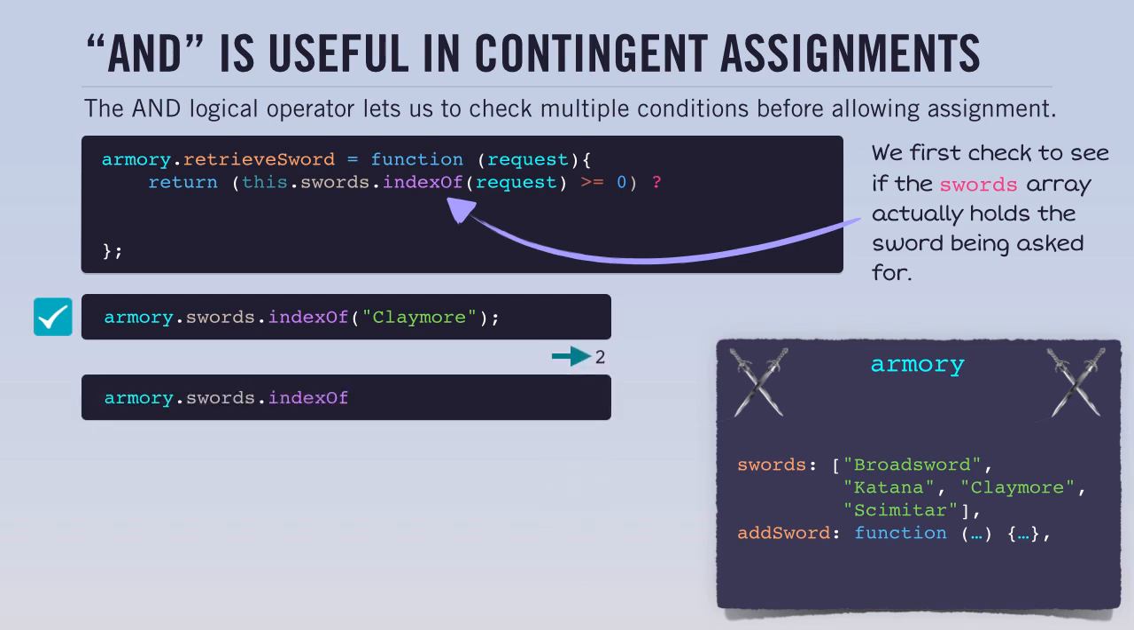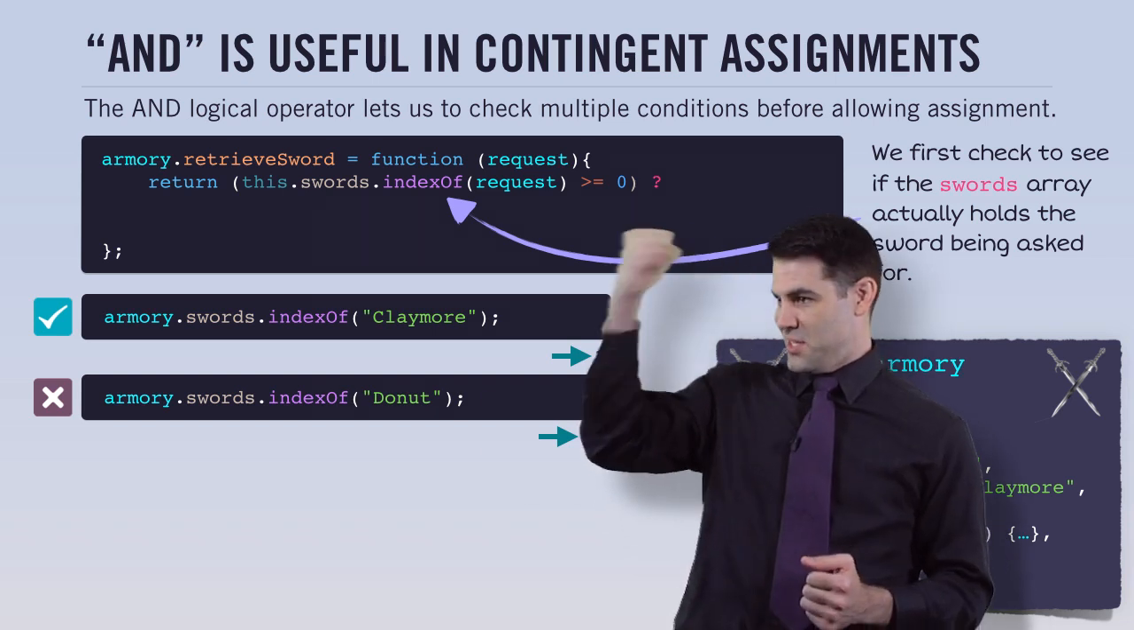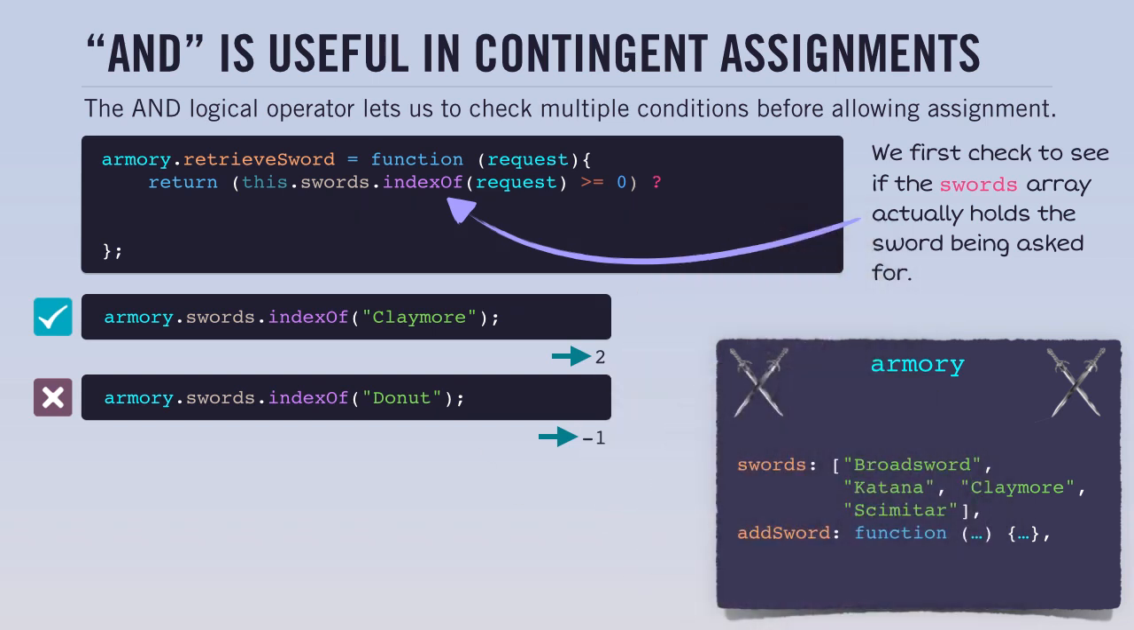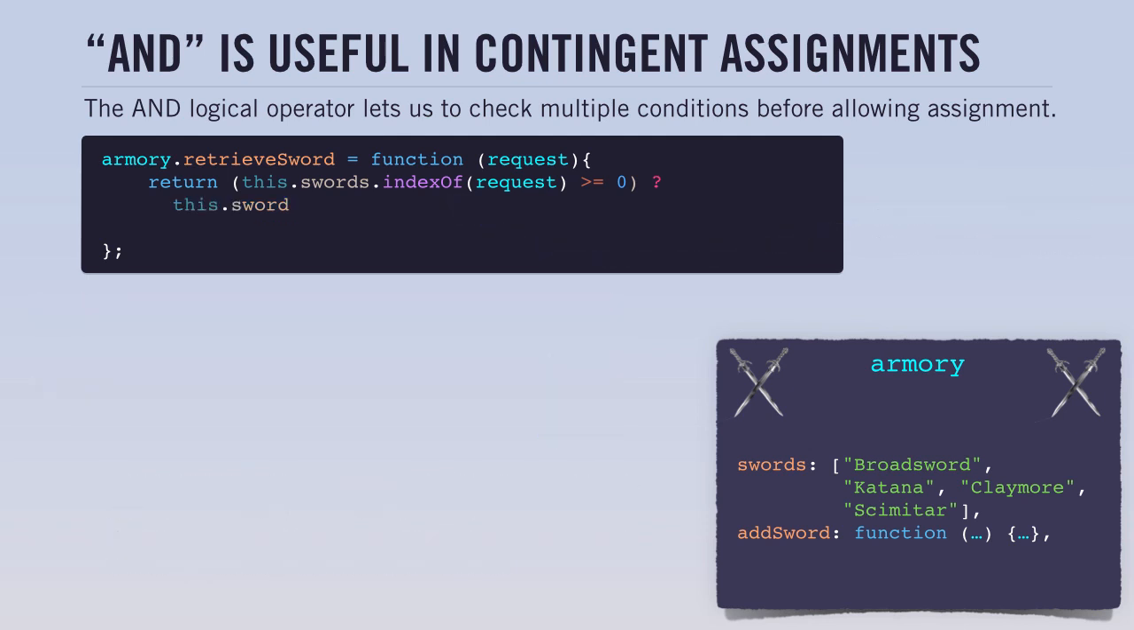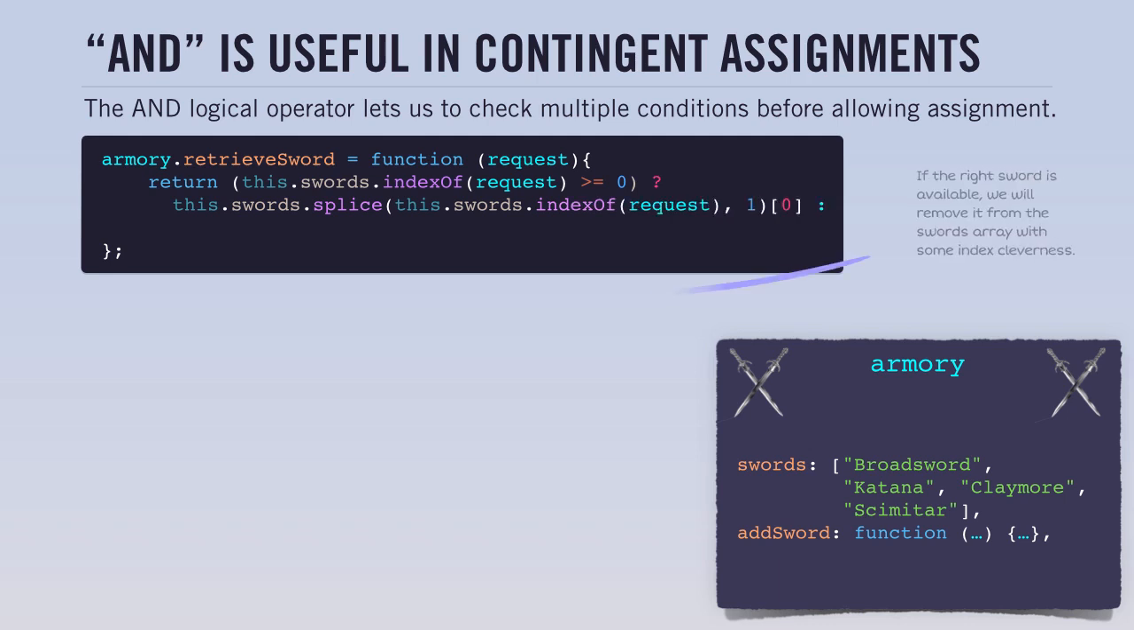However, if we go hunting in the swords list for a donut, that's going to return -1 because hopefully there is no donut in the swords array. Fight with donuts. Now that you can kind of see how that indexOf method works, notice that our check in our ternary conditional is looking for a number that is greater or equal to 0. That means we want to verify something actually exists in the swords array, and if it doesn't, it should be a negative number.